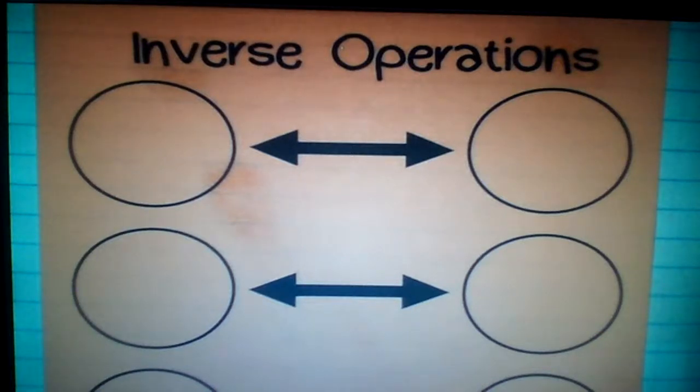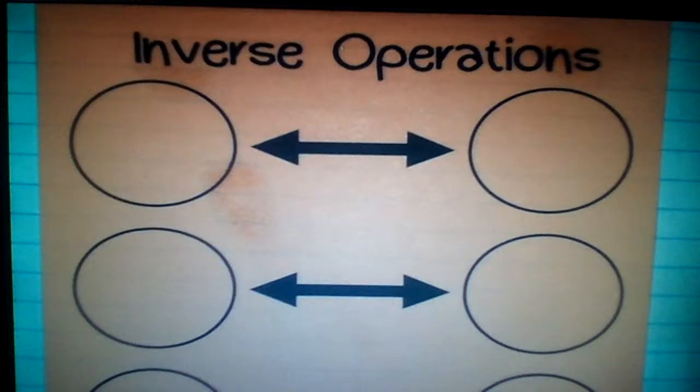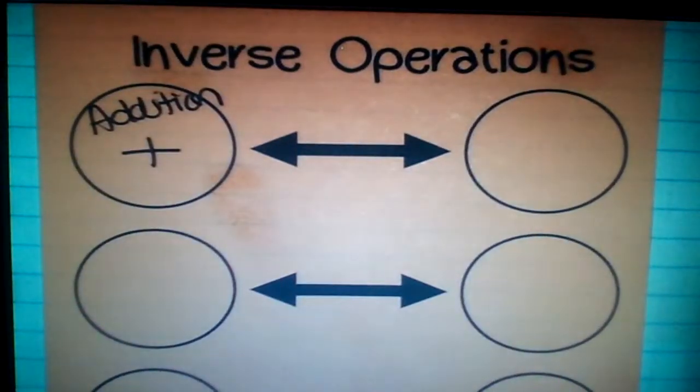Before we can actually solve, we need to talk about inverse operation. So in other words, what do I use to undo and get rid of something? Okay, so the first operation, give me an operation, any of them. What operation do we do in math? We have 4 of them. Addition. Okay. Brenda says addition. So that's a plus sign.